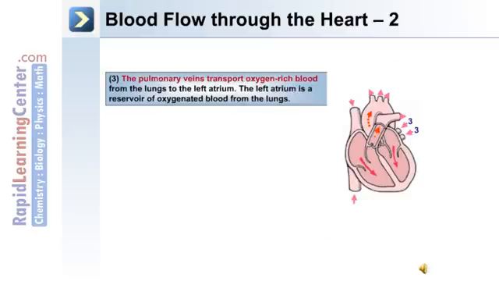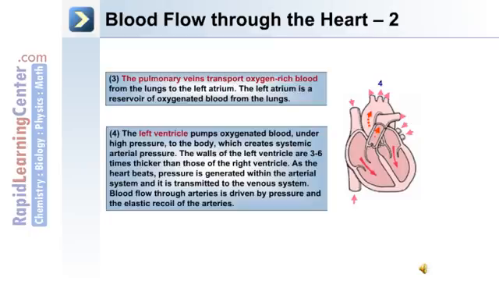Next, the pulmonary veins transport oxygen-rich blood from the lungs to the left atrium. The left atrium is a reservoir of oxygenated blood from the lungs. The left ventricle then pumps the oxygenated blood under high pressure to the body. This creates the systemic arterial pressure. The walls of the left ventricle are 3 to 6 times thicker than those of the right ventricle. As the heart beats, pressure is generated within the arterial system and is transmitted to the venous system. Blood flow through arteries is driven by pressure and the elastic recoil of the arteries.